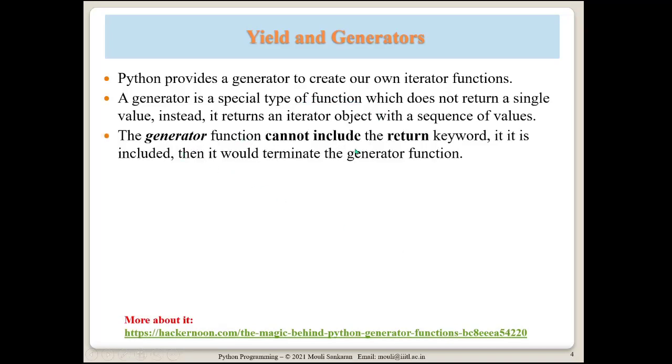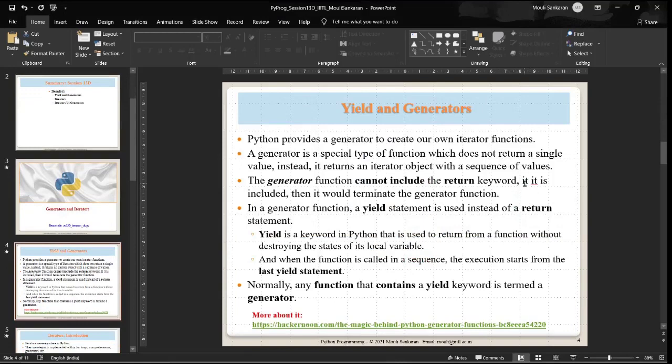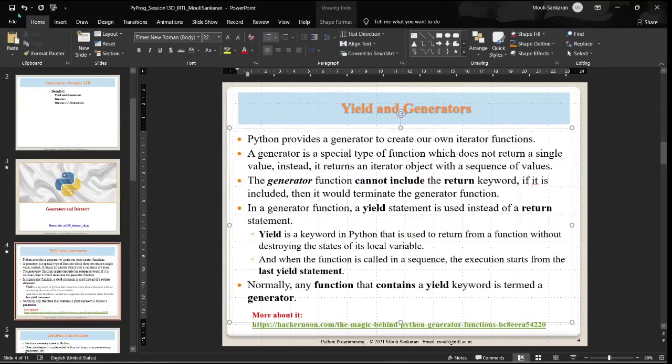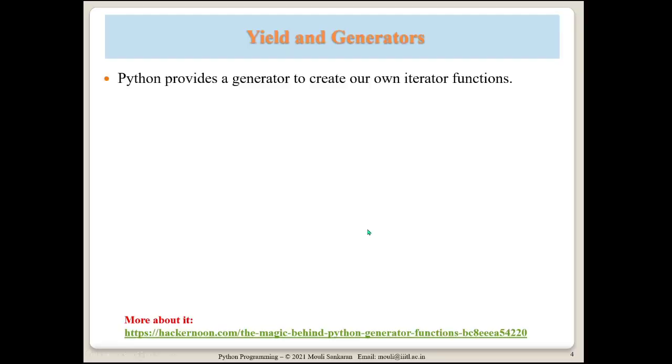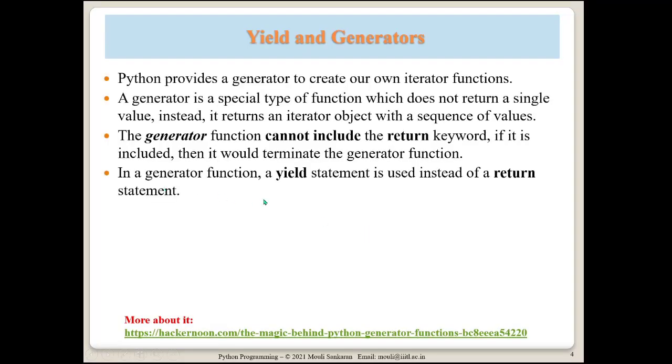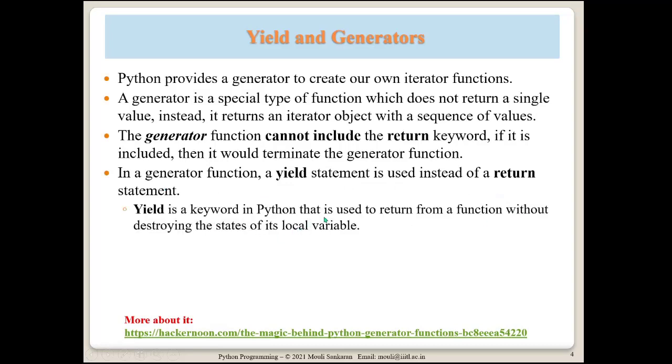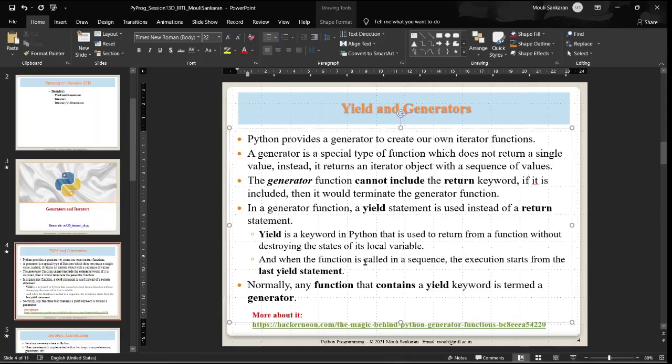Now the basic thing is, a generator function cannot have a return. If it is included, then it would terminate the generator function. Let me correct it, as later on I may forget to change. We need to have a yield to indicate that it is a generator function. In a generator function, a yield statement is used instead of a return statement. Yield is a keyword in Python, again a small letter.